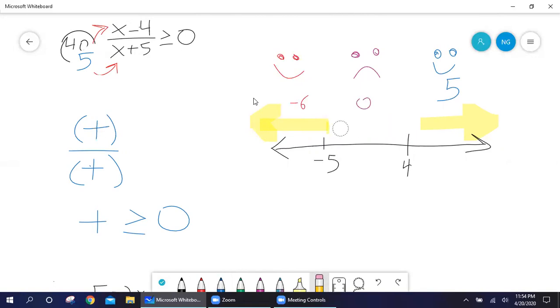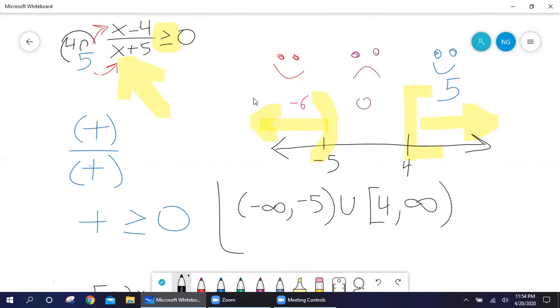Now there is one extra hitch on this problem that I got to be aware of. Yes, the problem says could be equal to, but I know that -5 would cause the denominator to be 0. So I cannot include that. So I'm going to put a parenthesis on that one. 4 makes the numerator 0. That's perfectly allowed. So I'm going to put a bracket on that one. So my final answer is -infinity, -5 with a parenthesis on -5, a bracket on 4 to infinity.